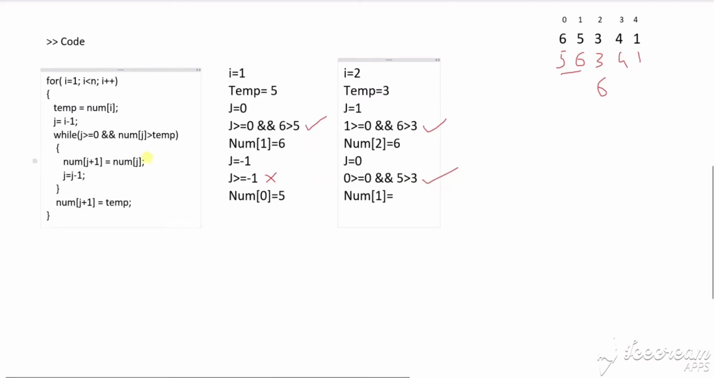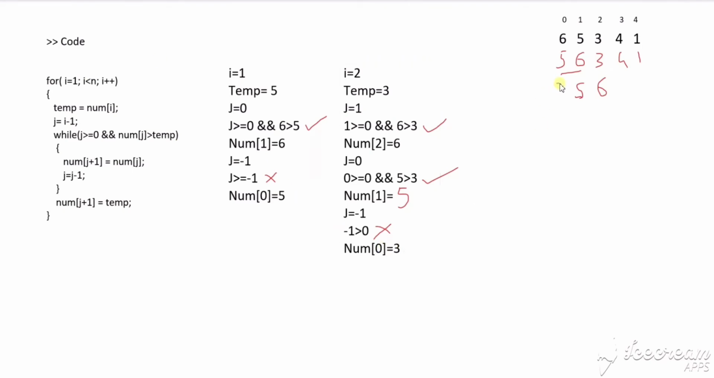So num of j plus 1 is num of 1 and num of j is num of 0, that is 5. So we'll have to store 5 in num of 1, so we'll write 5 there, and j value should be reduced by 1. So j becomes minus 1 and it does not satisfy the condition because minus 1 is not greater than or equal to 0, so it will go outside the while loop, and num of j plus 1 is 0, and in num of 0 we'll have to store temp value, that is 3. So we'll store 3 in num of 0 and the first 3 values have been placed correctly.